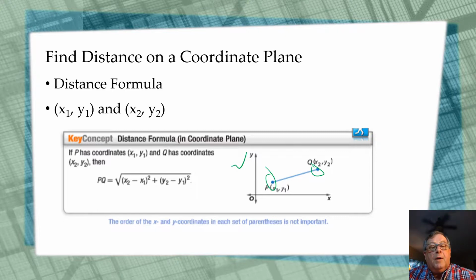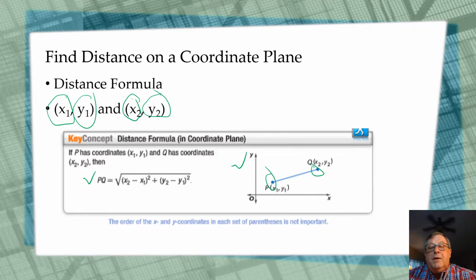Now, we have a formula, and that formula is right here. If we're trying to find the distance of PQ, that segment with those endpoints, then our formula is the square root of X2 minus X1 squared plus Y2 minus Y1 squared, and the square root of all of that.